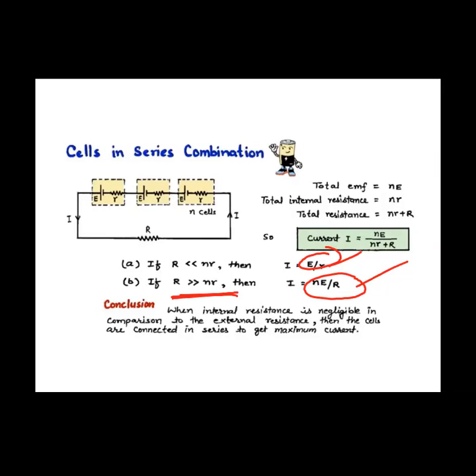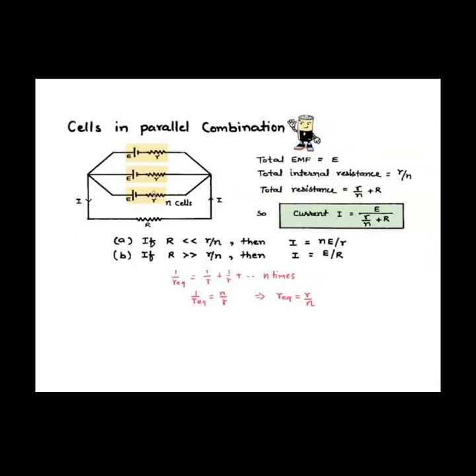So this was the case when your internal resistance value was very less, means it was negligible. So what is the conclusion of this? It concludes that when the internal resistance is very less, negligible as compared to the external resistance, then the cells will get the maximum current, that is nE by R. This was cells in series combination.